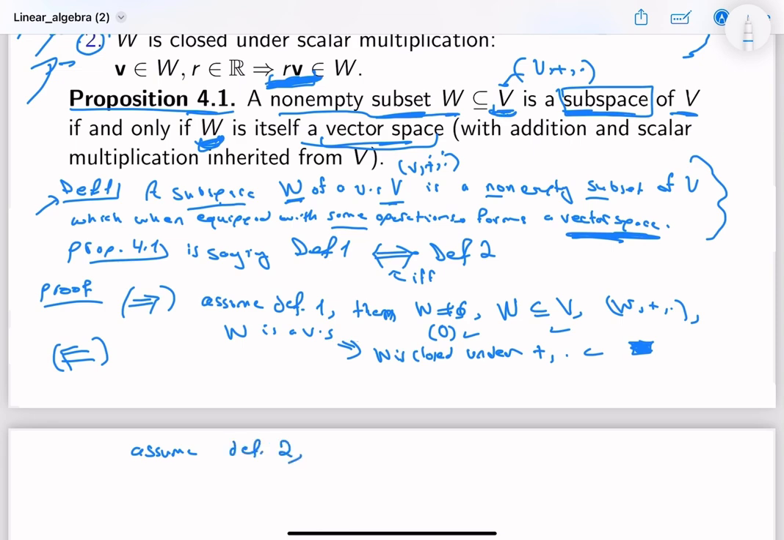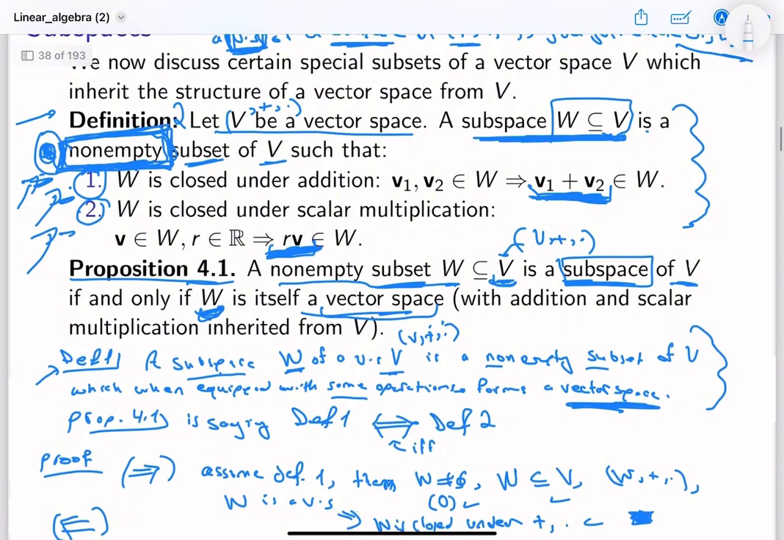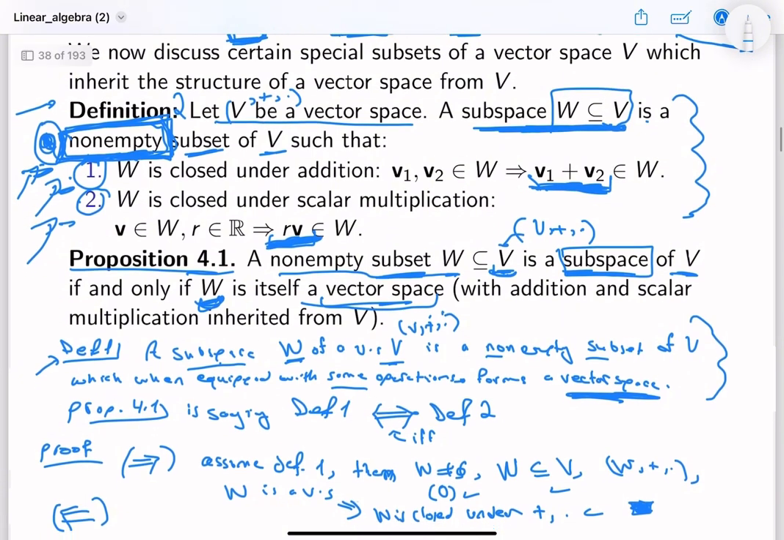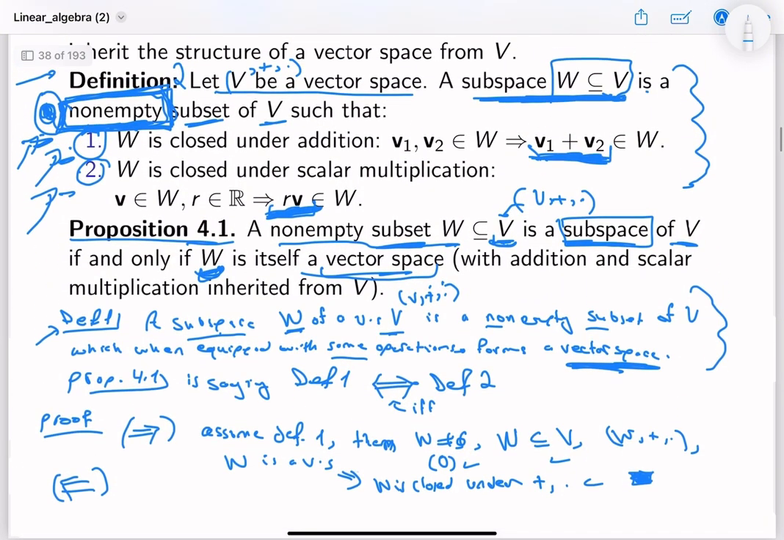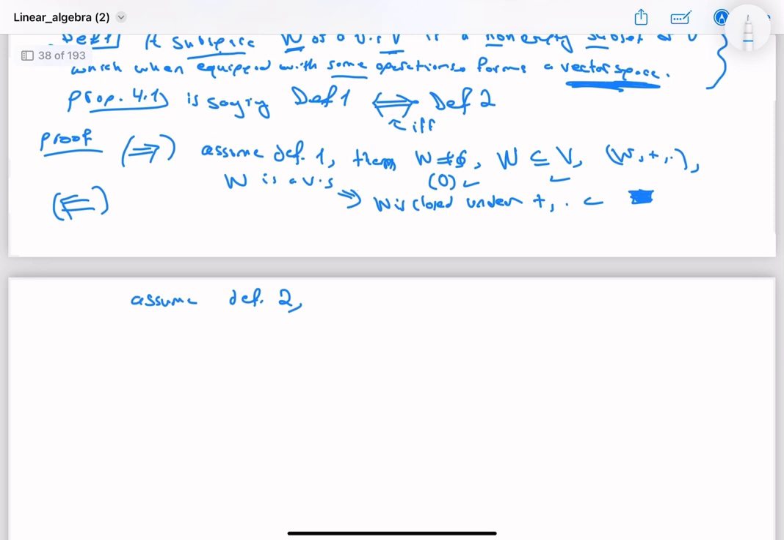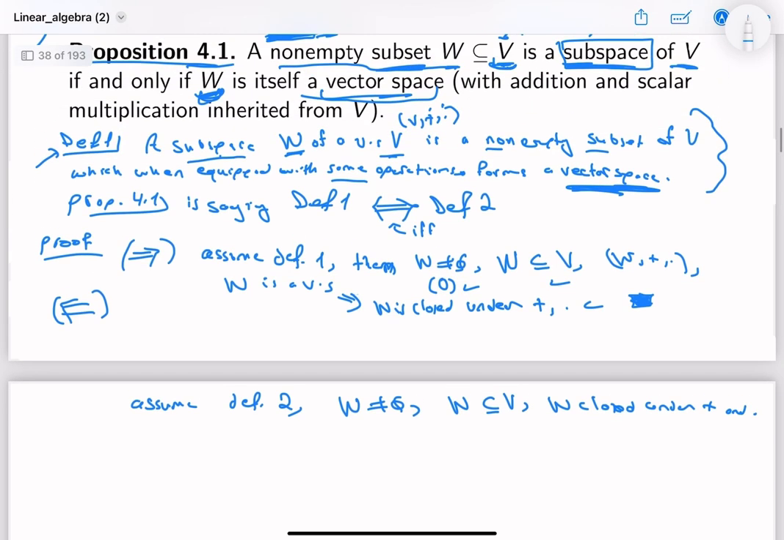Right? And we want to prove definition 1. We want to prove that the properties in definition 1 are satisfied. Well, if we assume definition 2, then first we have omega is a subset, and we have omega is non-empty, and we have closure under addition and scalar multiplication. So we have omega non-empty, omega is a subset of V, omega closed under plus and times. And let us check that definition 1 is satisfied.